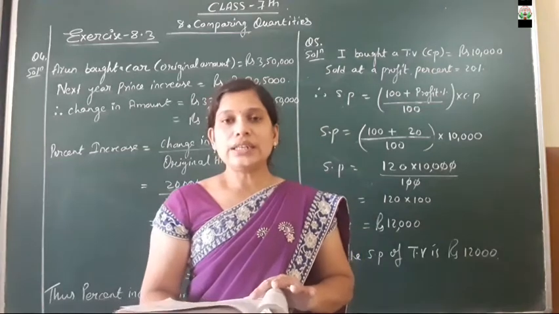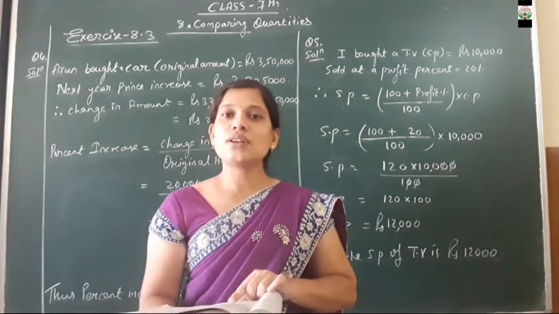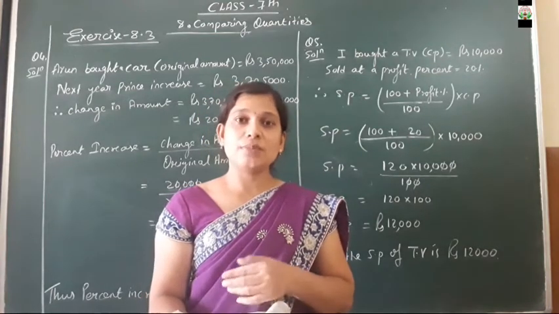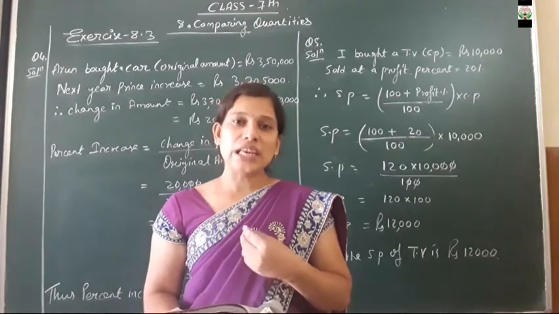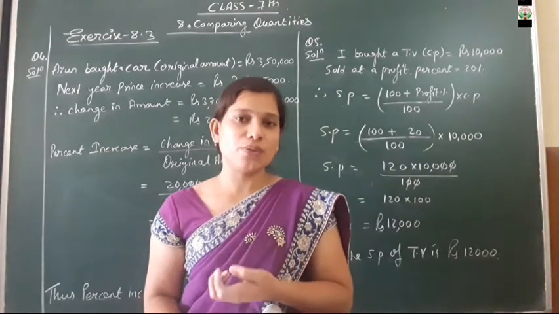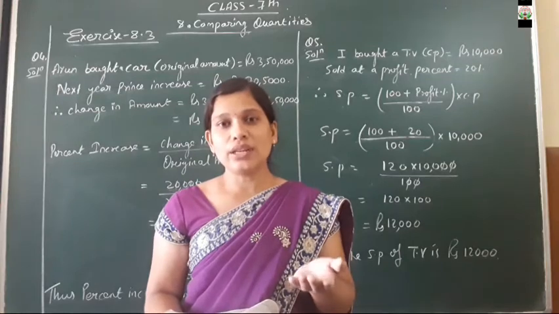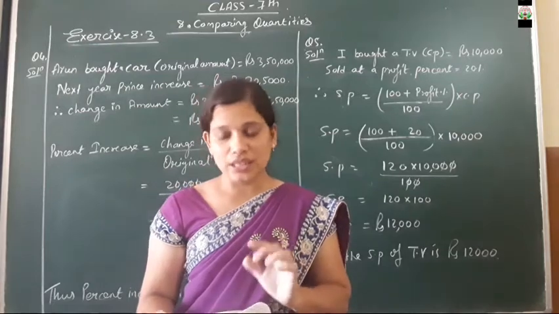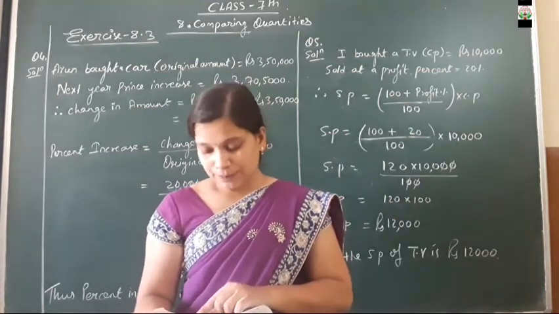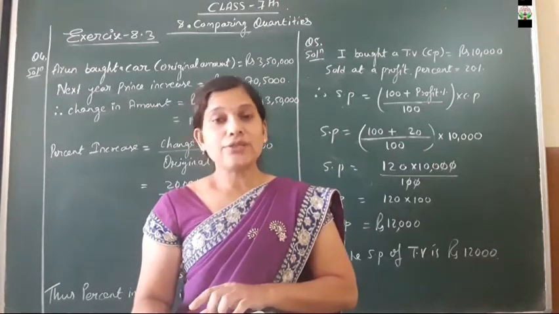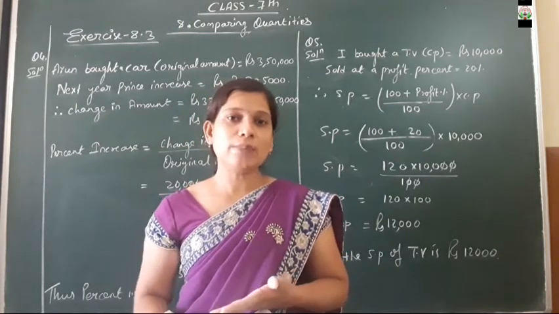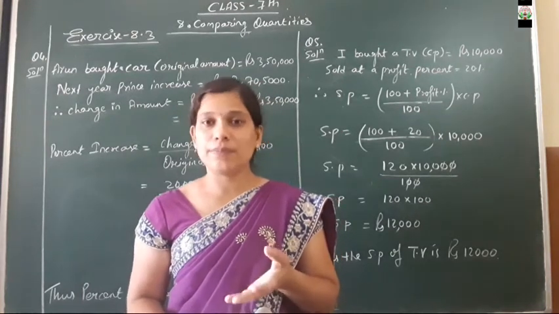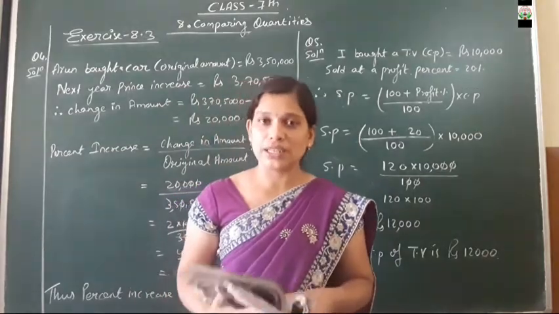Here, I bought a TV for rupees 10,000. What is the cost price of the TV? That is 10,000, and I sell it at a profit of 20%. That means after buying that TV, I sell it at a 20% profit. The original amount is 10,000, I bought it, and I sold it at a 20% profit. Then how much money do I get for it? Since I have 20% profit, how much will be the selling price of that TV? I have to find out what price I sold the TV for.